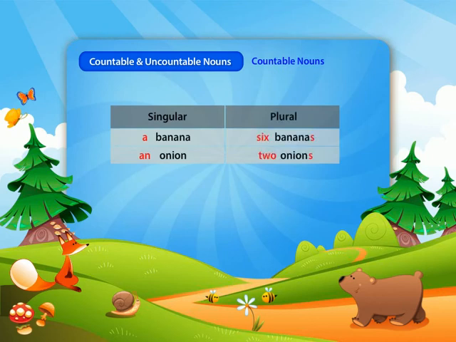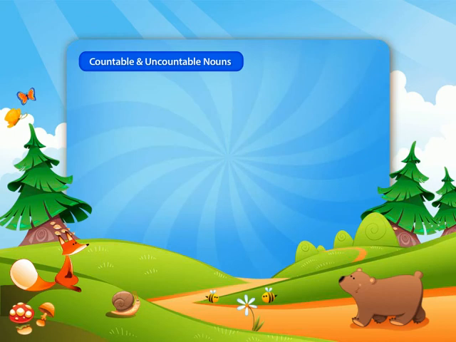For a singular noun like a banana or an onion, you put a or an to show that the object is one. For plural nouns, put s at the end of the noun, like 6 bananas or 2 onions, to show there's more than one.